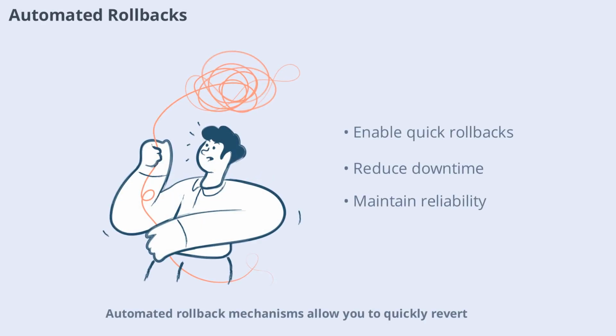Automated rollback mechanisms allow you to quickly revert to a previous version if something goes wrong. This reduces downtime and minimizes the impact of deployment issues. Setting up automated rollbacks is a best practice for maintaining reliability and user trust.